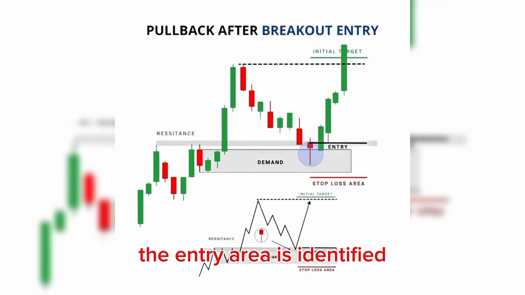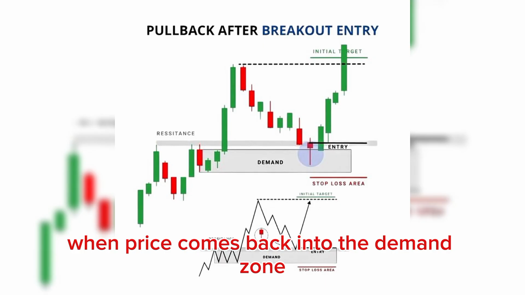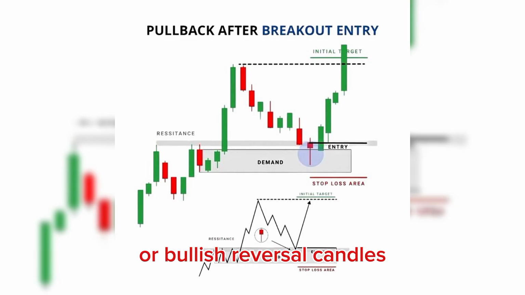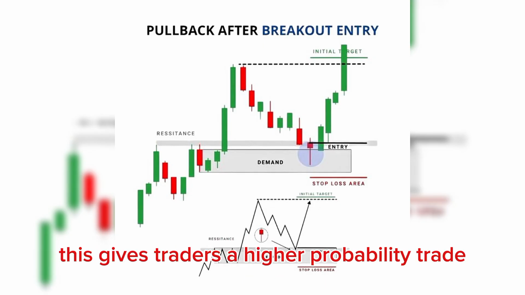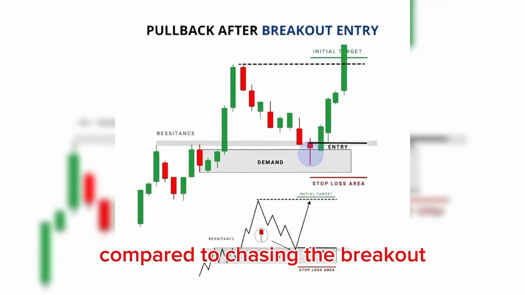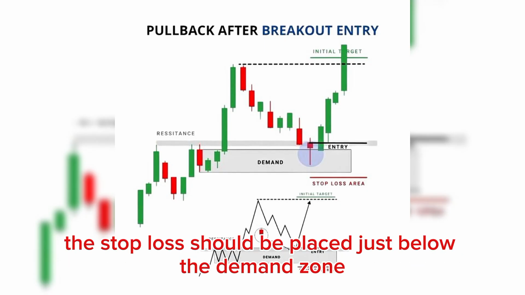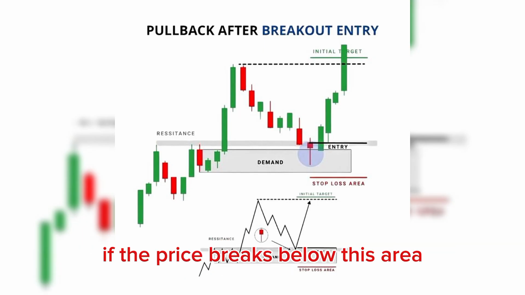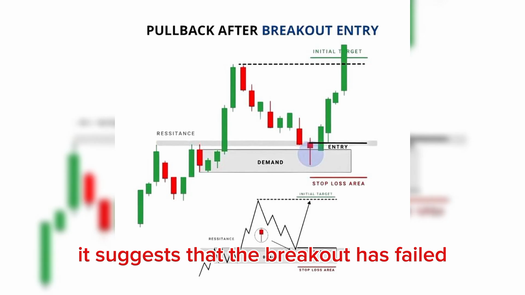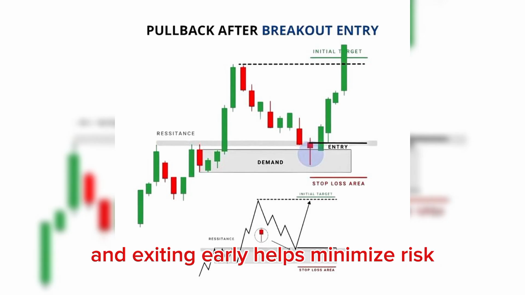The entry area is identified when price comes back into the demand zone and shows signs of rejection or bullish reversal candles. This gives traders a higher probability trade compared to chasing the breakout. To protect against losses, the stop loss should be placed just below the demand zone. If the price breaks below this area, it suggests that the breakout has failed, and exiting early helps minimize risk.